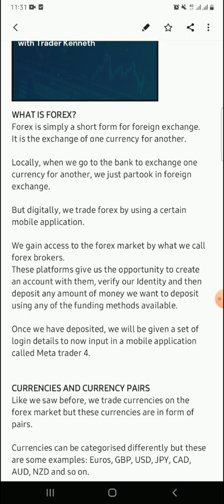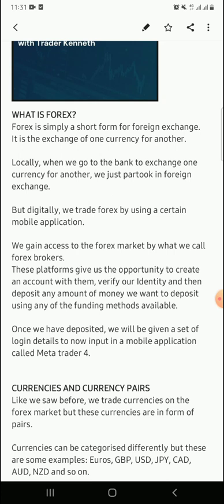Okay, but that's locally. But digitally, which is the way you are going to go into, we trade forex by using a certain mobile application. That means the forex market can be minimized all the way to the palm of our hands. Okay, so that's how big technology has become. Now we gain access to these forex markets by what we call forex brokers.